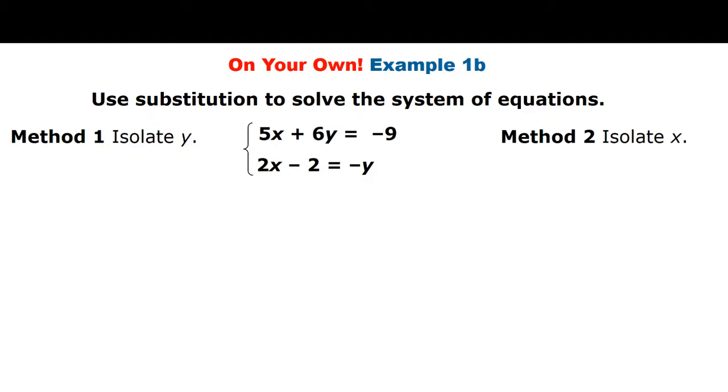So first of all, we're going to isolate for y. So I'm going to choose this example because the y is almost already isolated. It just has a negative attached to it. And I am going to go ahead and rewrite it a little bit differently. Negative y equals 2x minus 2. And so I just need to divide everything by a negative 1. And that leaves me with y equals negative 2x plus 1.